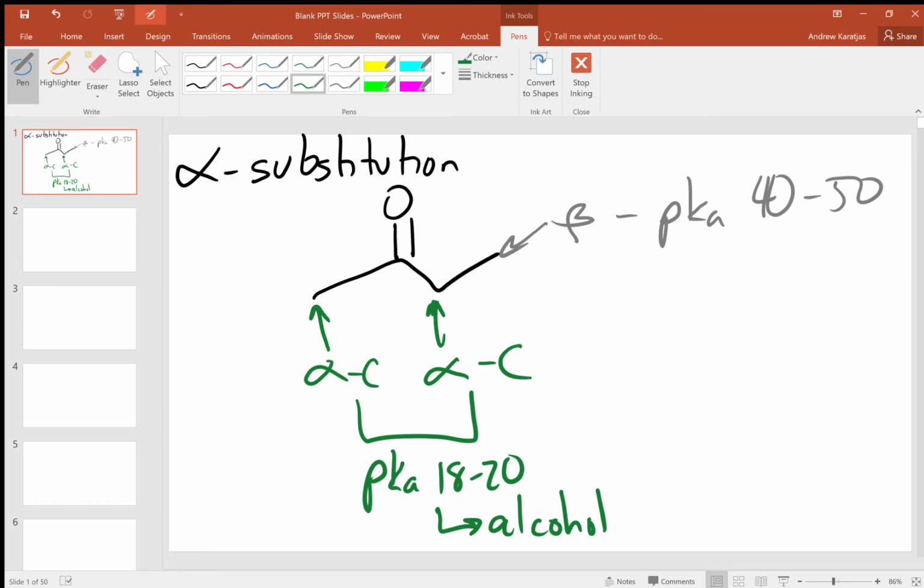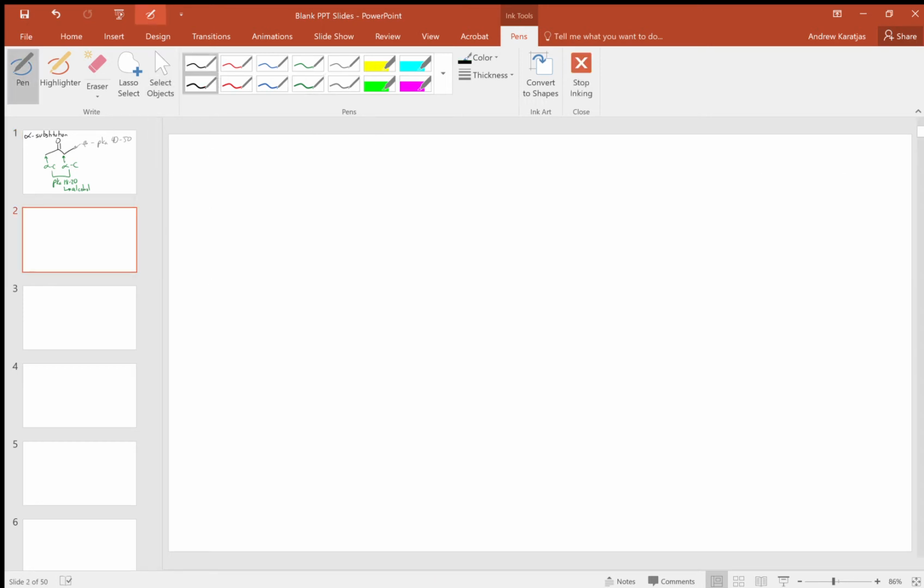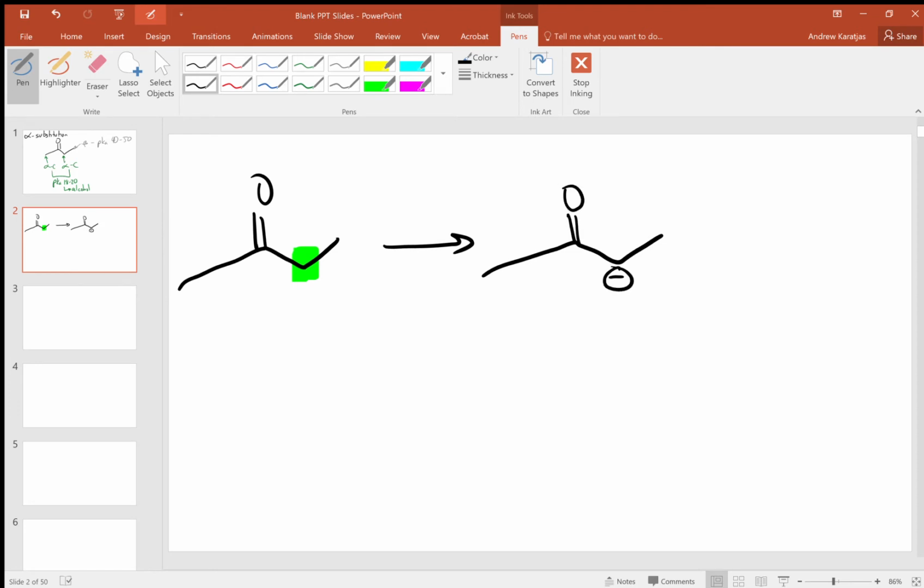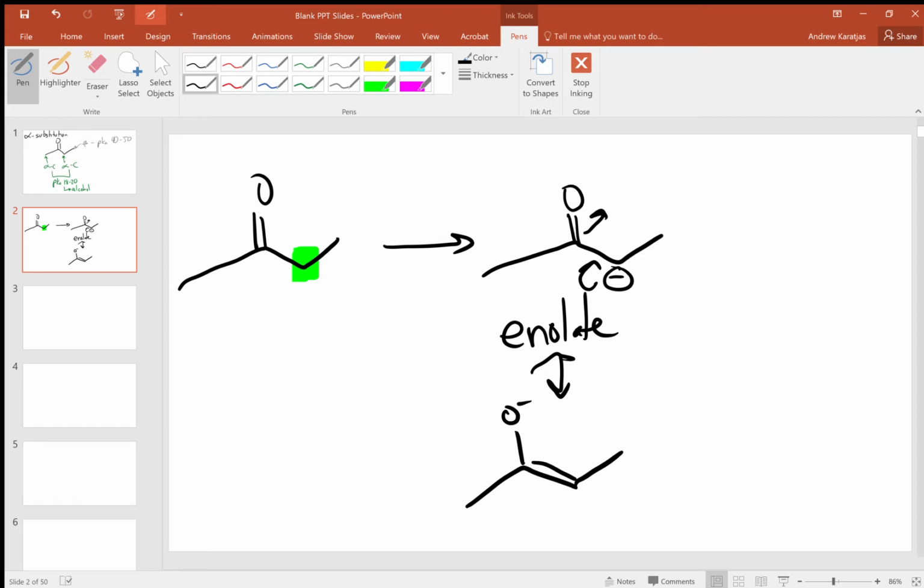Now, why is that? Well, upon deprotonating the alpha carbon, and we could do this for either of the two positions, we'll choose this one right now. But upon deprotonation, we form an enolate. And our enolate can delocalize that negative charge into the carbonyl. And then that enolate, if we add acid into it, will form an enol.